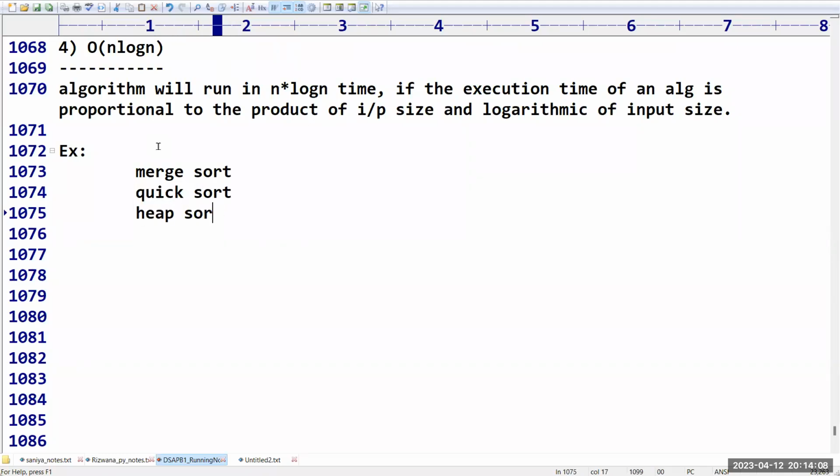These sorting algorithms come under this time, because in these sorting techniques there are two approaches. One approach is dividing the list. The second approach is performing the merge operation.